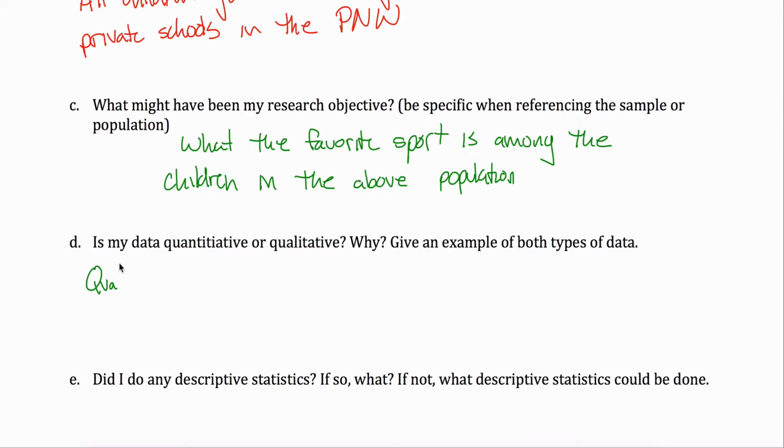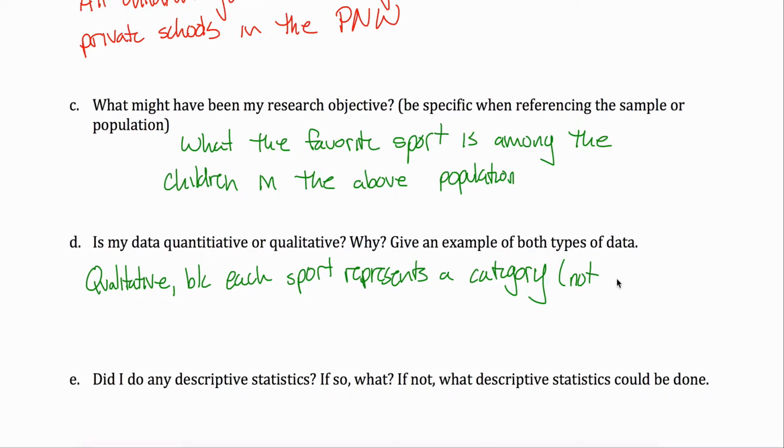Is my data quantitative or qualitative? It is qualitative. Why? Because each sport represents a category. And maybe, again, parenthetically, I'll say not numeric data with a meaningful average, something like that. Give an example of both types of data.